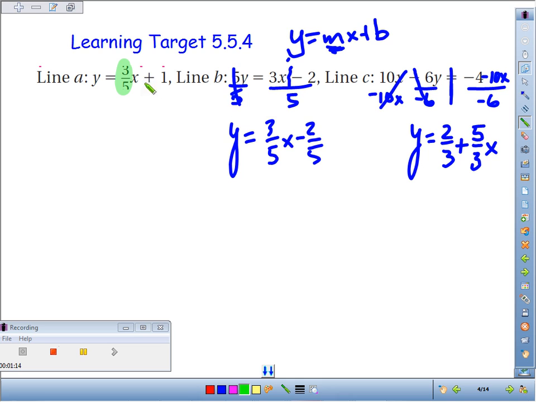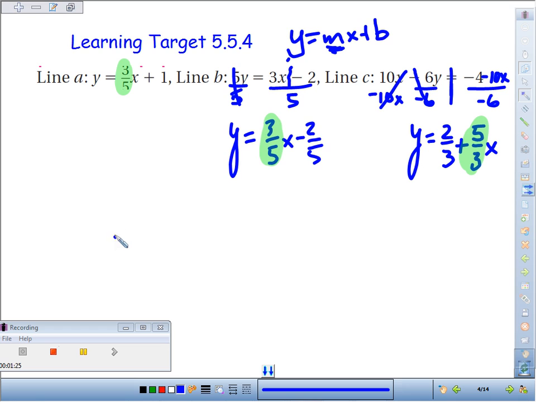So now going back, line A had a slope of 3/5. Line B has a slope of 3/5. And line C has a slope of 5/3. So in this particular example, I would say A and B are parallel. And none of the lines are perpendicular.